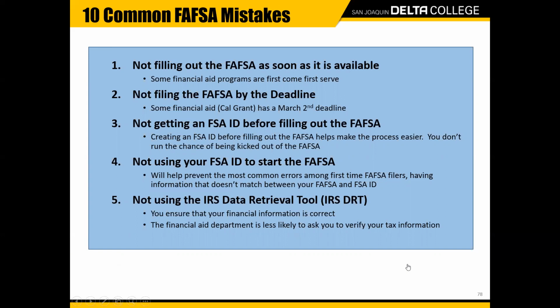Some financial aid programs, such as the Cal Grant, have a March 2nd deadline. So the application that just opened up on October 1st, the priority deadline is March 2nd. When in doubt, just make sure you complete your FAFSA application by March 2nd. Not getting an FSA ID before filling out the FAFSA. Again, you need an FSA ID to log into the FAFSA and sign it.